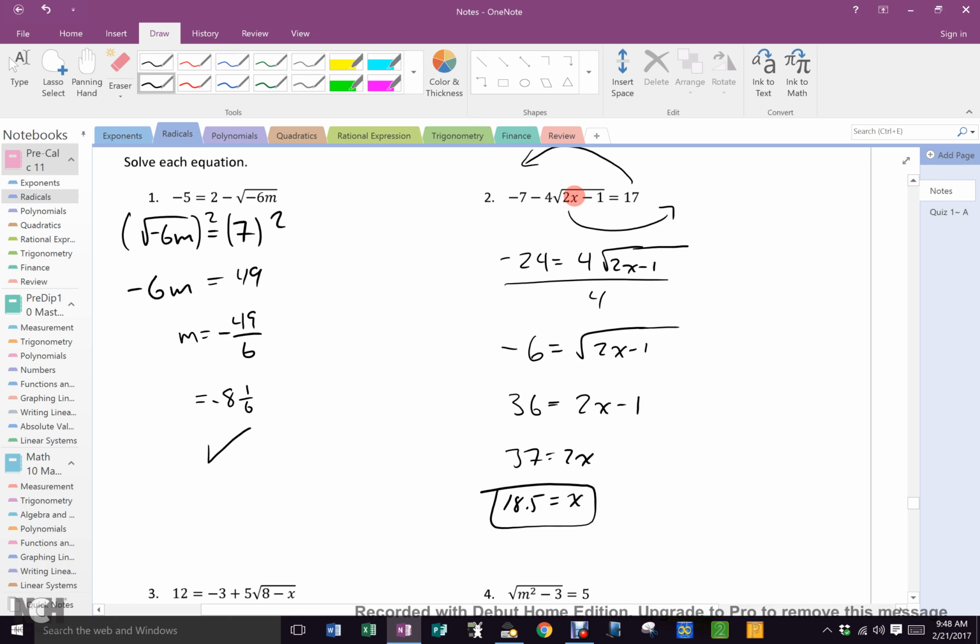So you just check. 2 times 18.5 is 37. 37 minus 1 is 36. Square root of 36 is 6. 4 times 6 is 24. Negative 7 minus 24 is not 17. Right?